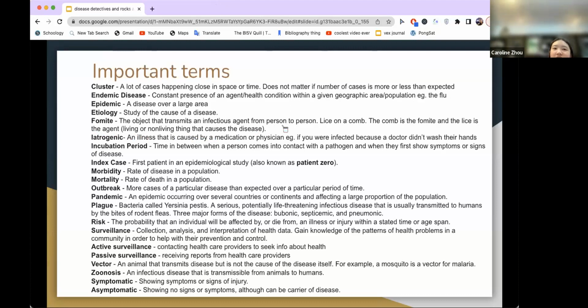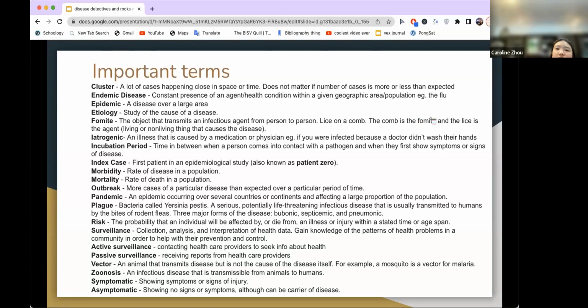An iatrogenic disease is an illness that is caused by medication or a physician. For example, if you were infected because a doctor didn't wash their hands, it's caused by medical unprofessionalism. The incubation period is the time between when a person comes into contact with the pathogen and when they first show symptoms or signs. So it's the time between exposure and when you find out you have the disease by symptoms. An index case is the first patient in an epidemiological study, and this person is also known as patient zero.